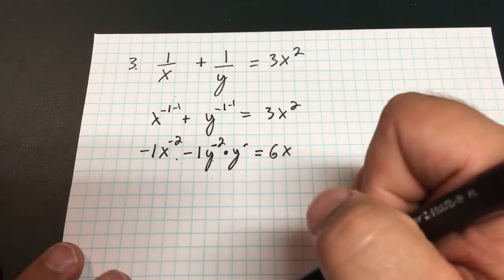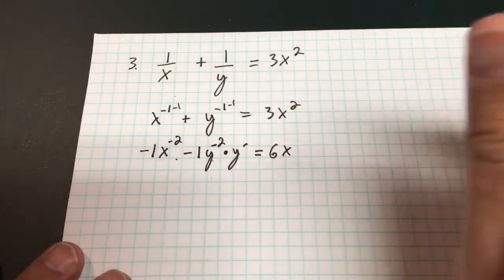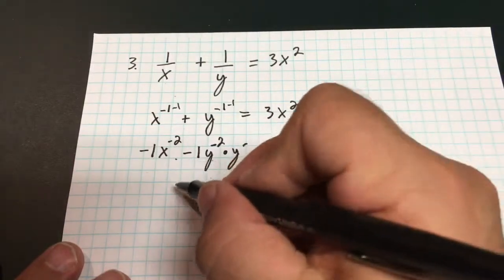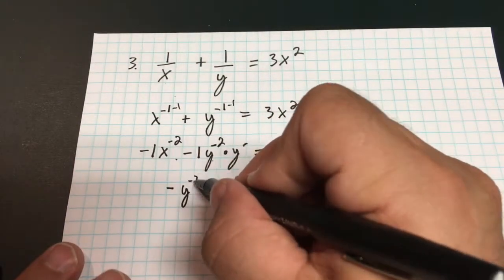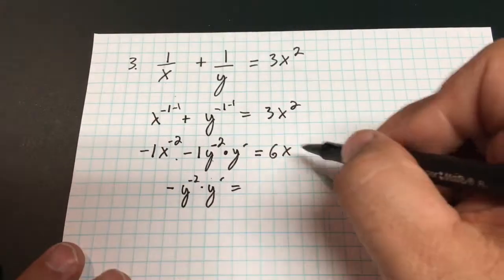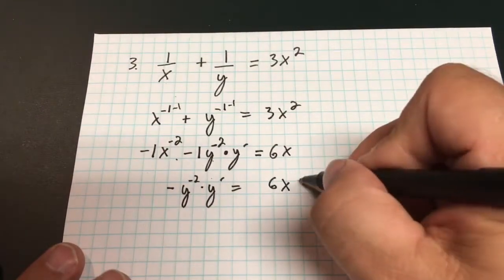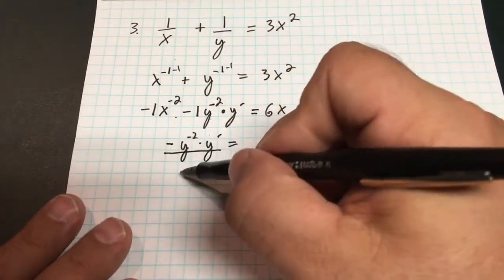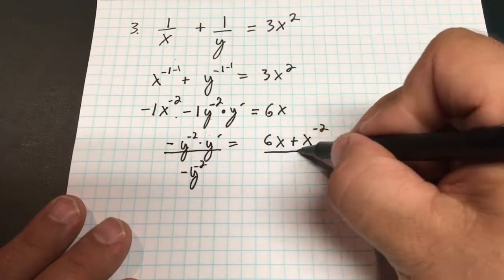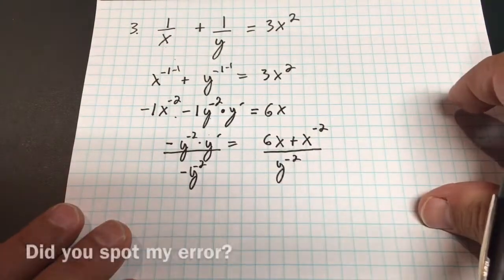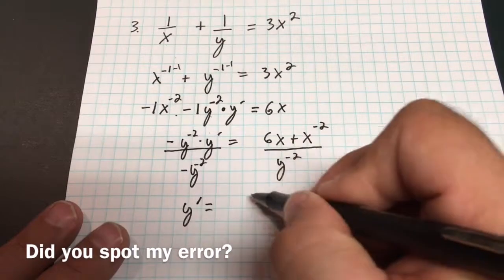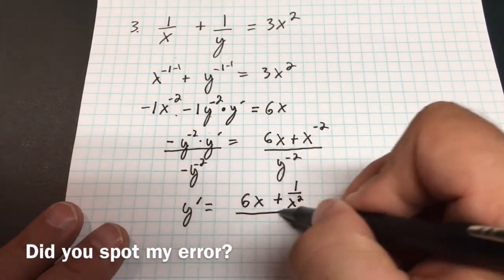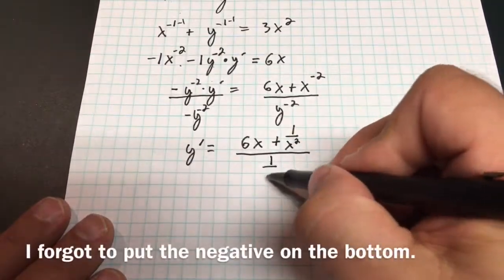Now I have to solve this for y prime. I'm going to leave the negative exponents for now. So I'm going to add 1x to the negative 2 to both sides. So that's going to give me negative y to the negative 2 times y prime equals 6x plus x to the negative 2. Then I'm going to divide both sides by negative y to the negative 2. And that's going to give me y prime equals 6x plus, I'm going to rewrite this as 1 over x squared over 1 over y squared.